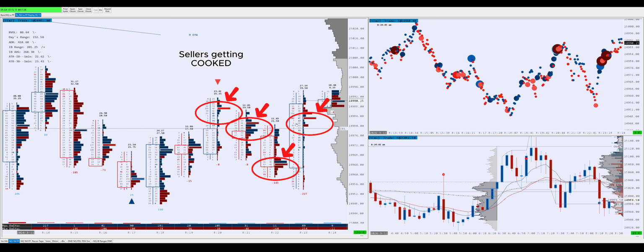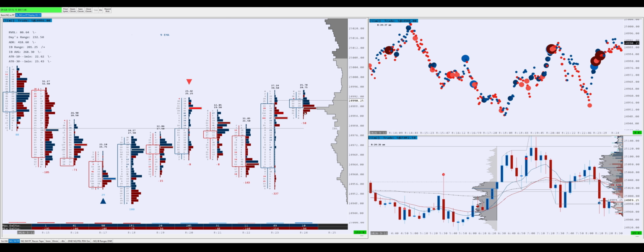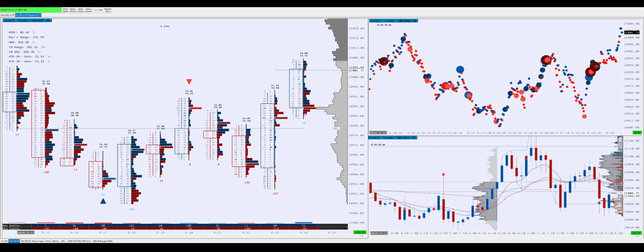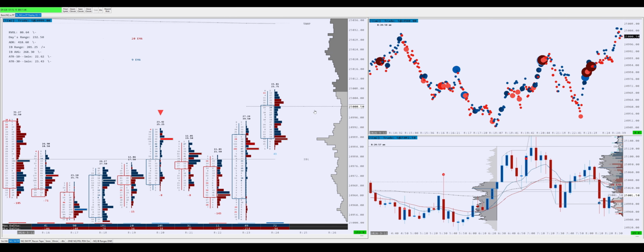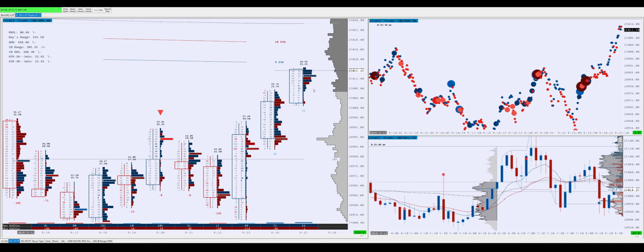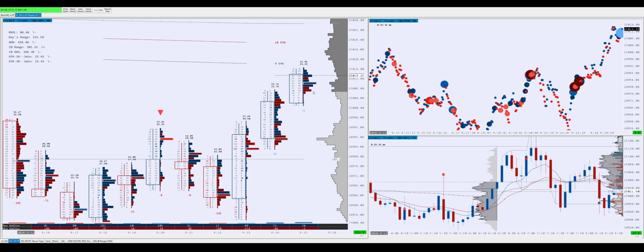So waiting to see what happens after this to see if there's any signs of buyers actually failing on this push before I want to get short. This isn't a perfect IB low hold. It's a little bit more of a messy one, but I didn't want to pick a perfect example where it touches it and it sells off right away. The initial balance is more like an area that I want to watch, not necessarily one perfect level.